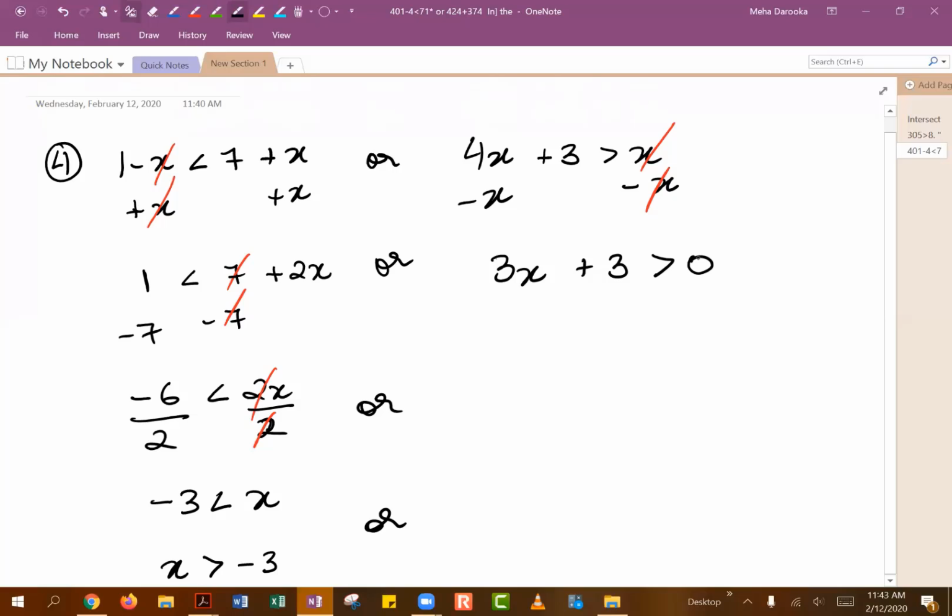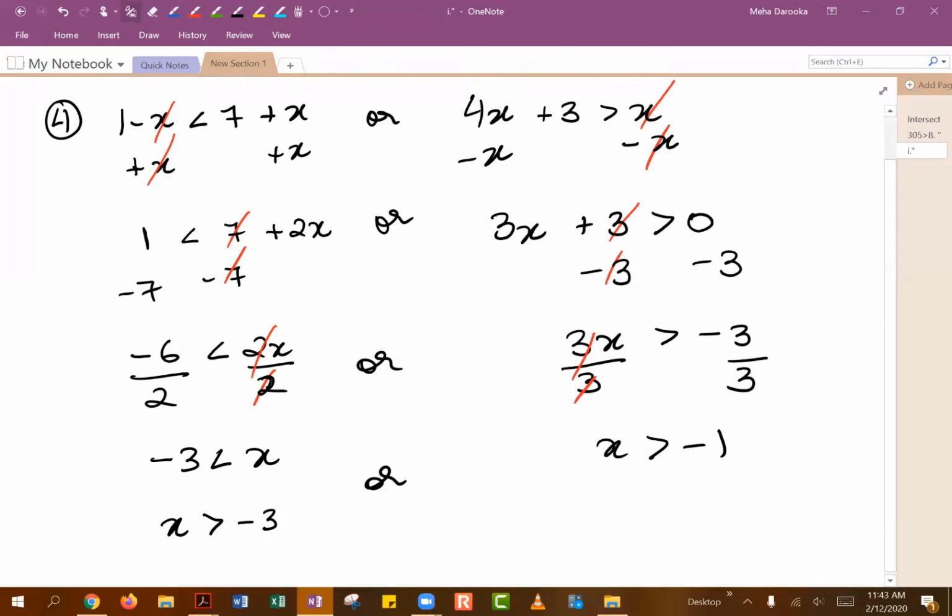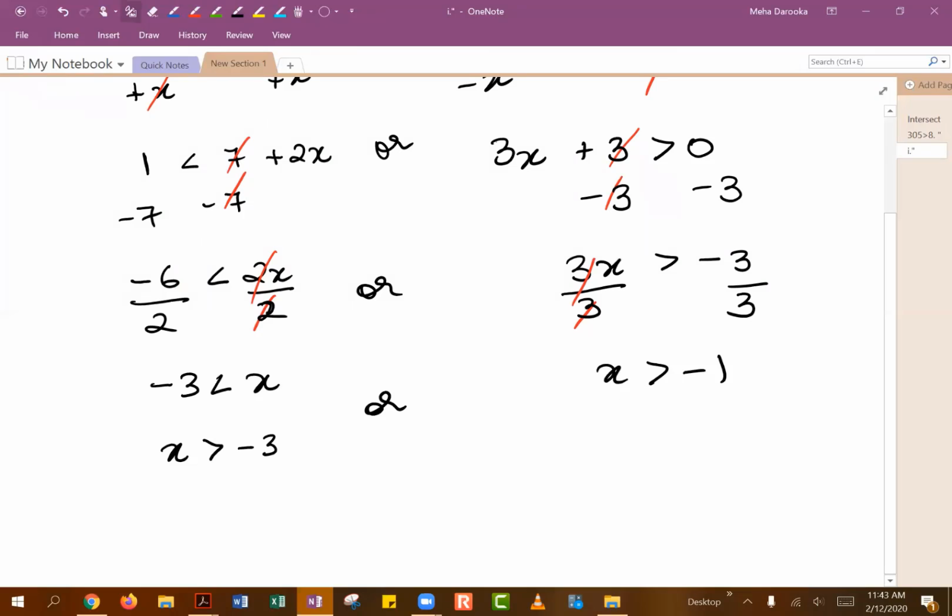And of course, our goal is again to get x by itself. So start by moving that constant 3 to the other side. And this will be 3x greater than negative 3. Divide both sides by 3. Very good.